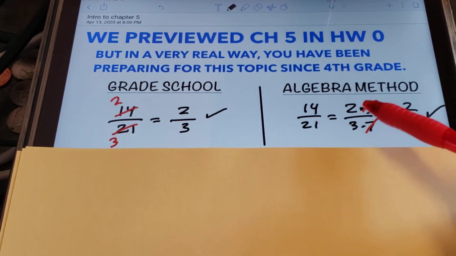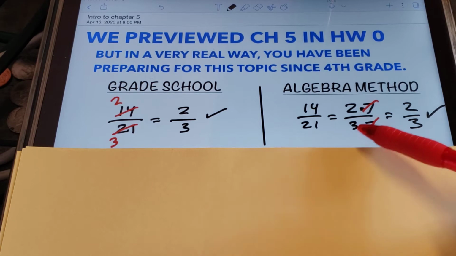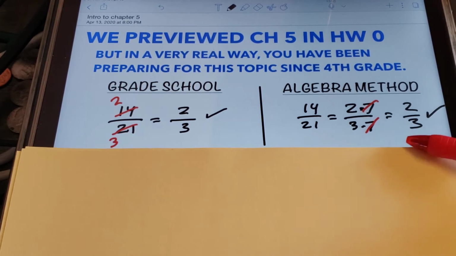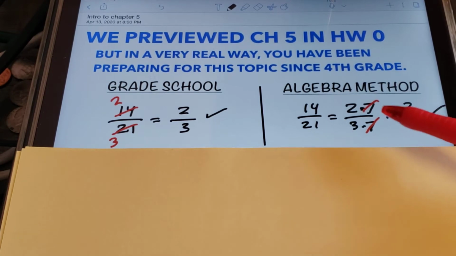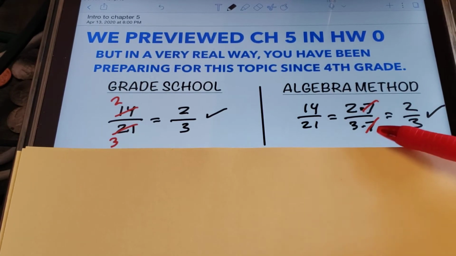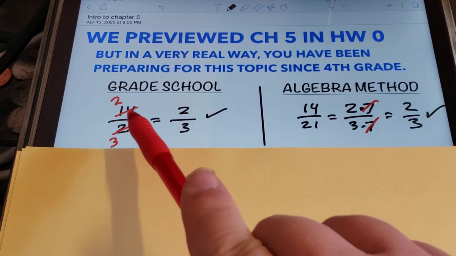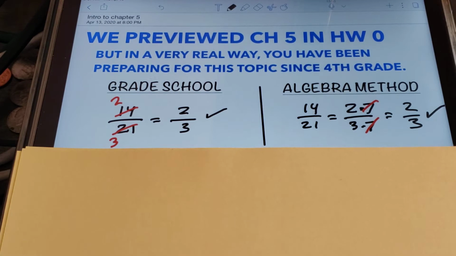Factoring 14, it's 2 times 7. Factor 21, it's 3 times 7. And we can cross out the common factor and we get the same answer. And actually, some grade school students actually like this better because, I don't know, 2 weeks, 3 weeks later, they can look at it and they can see the 7 was canceled. And over here, it's still a mystery because the 7's invisible as to maybe what we did there.